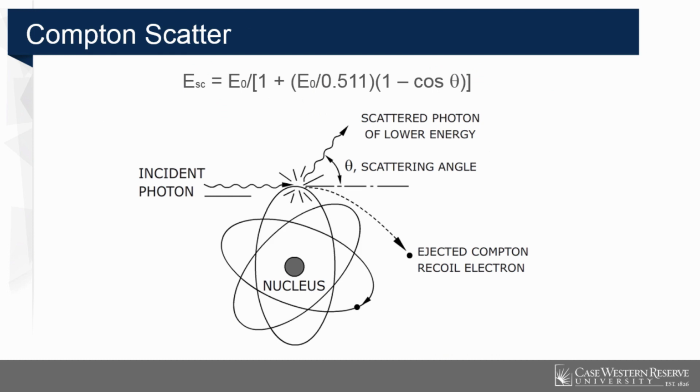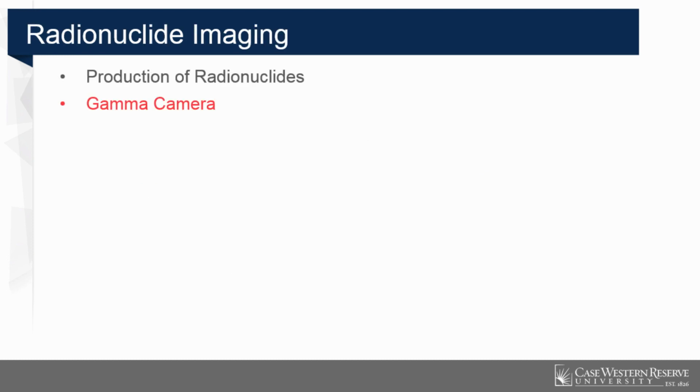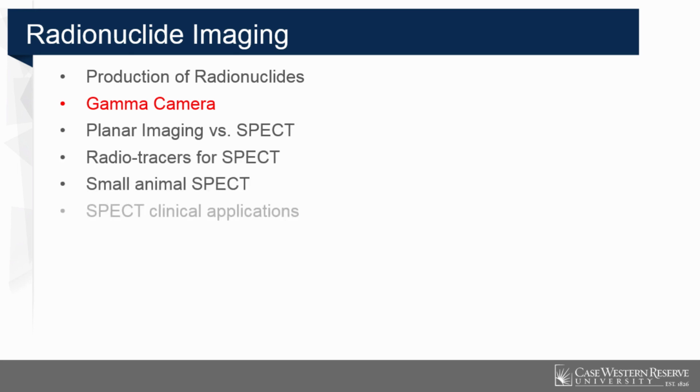So for those of you who want to know more about Compton scattering, here is a formula, the so-called Klein-Nishina, showing the relationship of probabilities. This is beyond the scope of this lecture. So again, those of you who are interested can certainly read more outside class. So after this introduction, let's talk about the gamma camera.